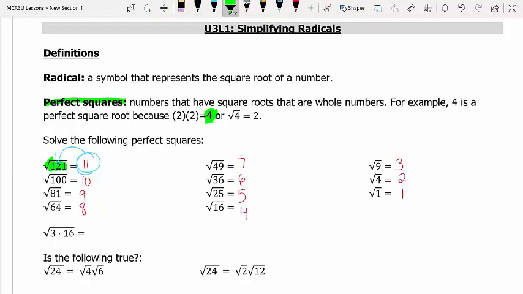Okay, let's go ahead and solve the square root of 3 times 16. In the past, you would have taken the square root of 3 and got a decimal, and then the square root of 16 is 4. In grade 11, when you take the square root of something and get a decimal, I want you to leave it as just a radical, okay?